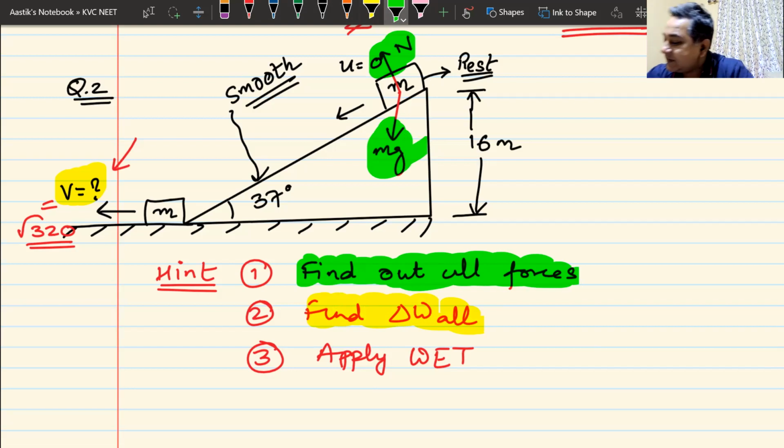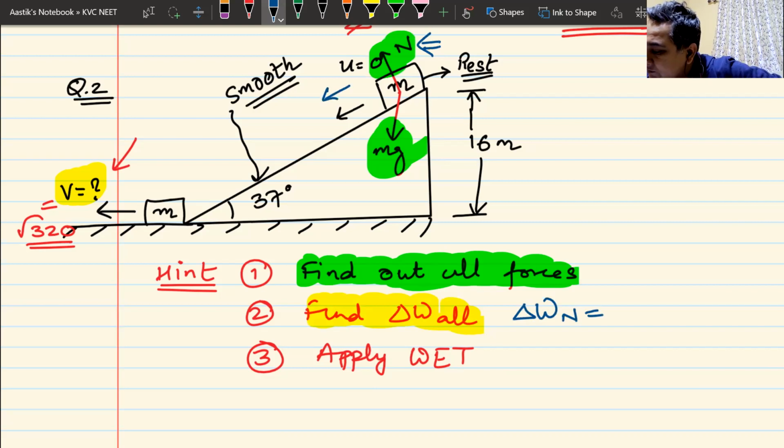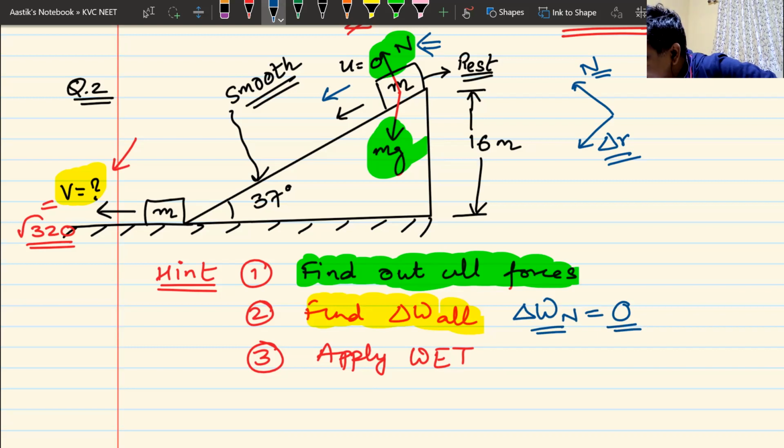Tell me what is the work done by this normal reaction? Normal reaction is like this, and the block is going to move like this. Normal reaction is like this. Now the block is going to move like this. What is the work done by normal reaction? The work done by normal reaction would be 0. Do we understand this? Yes or no? Yes, sir. Okay, work done by normal reaction is 0.